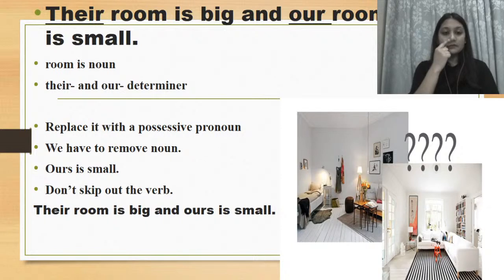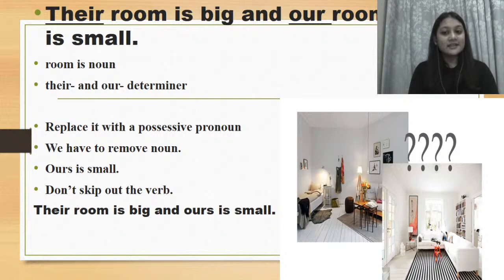Now, we have to convert this whole sentence into a pronoun. Let's try it out. Replace it with a possessive pronoun. We have to remove the noun, and which noun? The one which comes at the end. Let's check it out. Now, ours is small. Don't skip the verb. So we also have to add the verb, right? We have to make it ours.